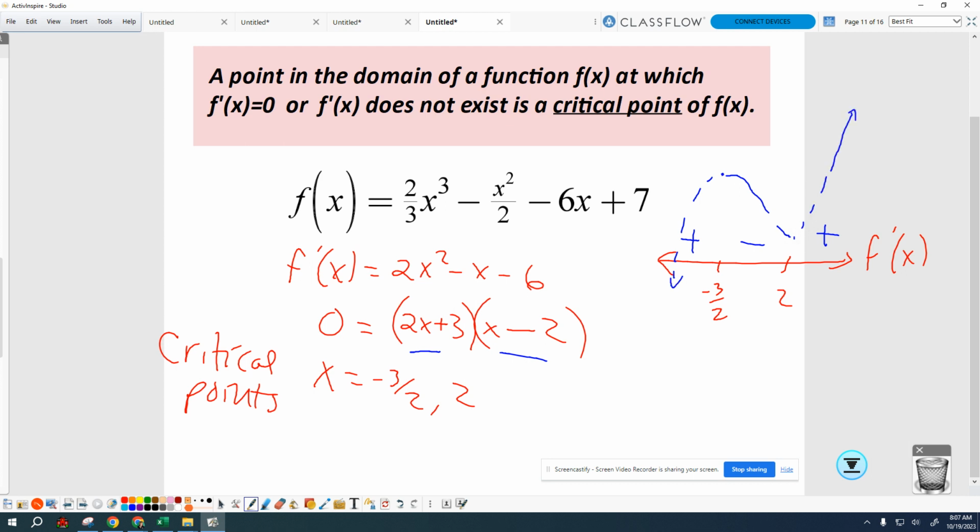And I didn't put any kind of restriction on this, so there is no absolute maximum, there is no absolute minimum, but I know the local maximum is going to occur at x equals negative 3/2, and the minimum is going to occur at 2. Do I know what the absolute minimum is yet? Or local minimum? No.